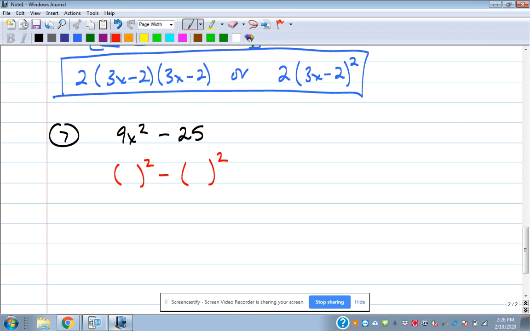So can I rewrite 9x squared as something squared? What squared gets me 9? 3, and what squared gets me x squared? x. So there's a 3x that goes in that parentheses. Good job. And then what squared gets me 25? 5. Because I can rewrite it that way, that means it factors as a difference of squares. The two factors will have 3x in the front, 5 in the back. One's a plus, one's a minus.